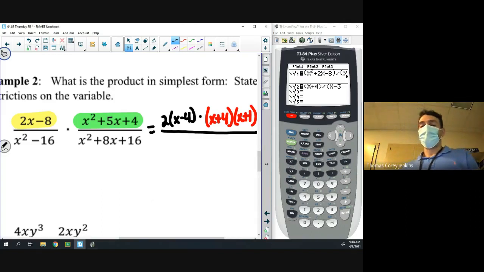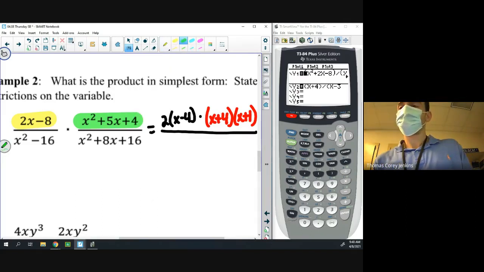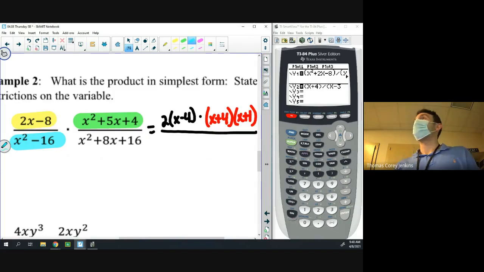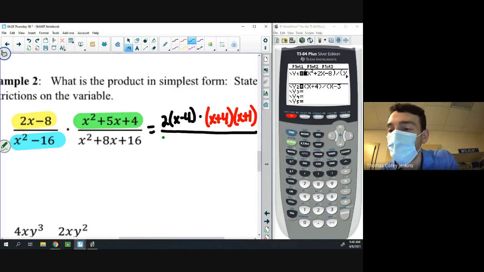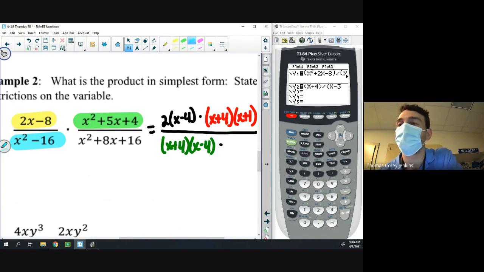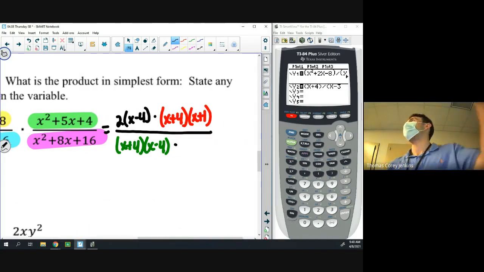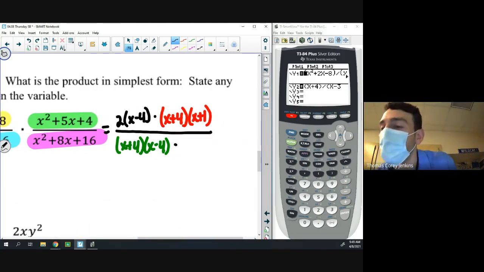All right, and then that's going to be over. Now I'm looking at this difference of squares. That's going to be x plus 4 times x minus 4. Multiplied by whatever our last part factors out to. So that's going to be 4 plus 4. So x plus 4 times x plus 4. You could write x plus 4 squared, but if you're reducing, you probably want to write them out as 2 separate factors just in case.